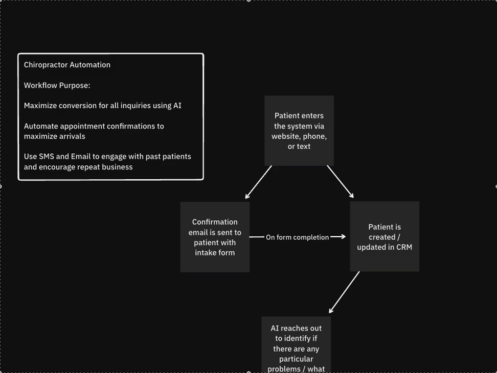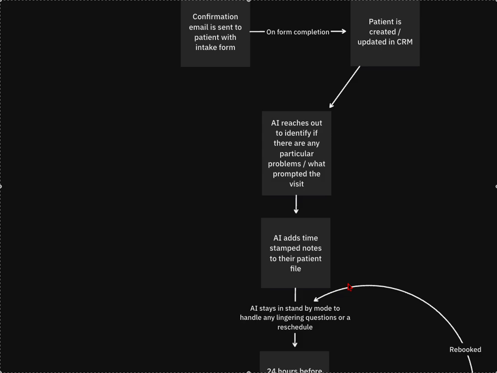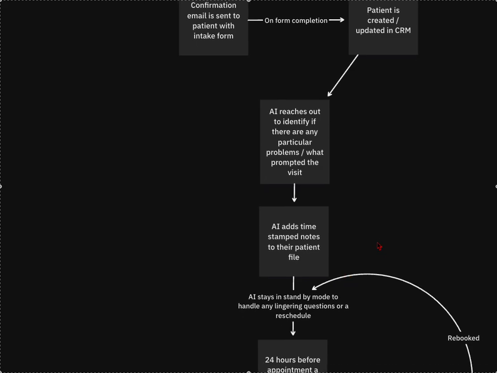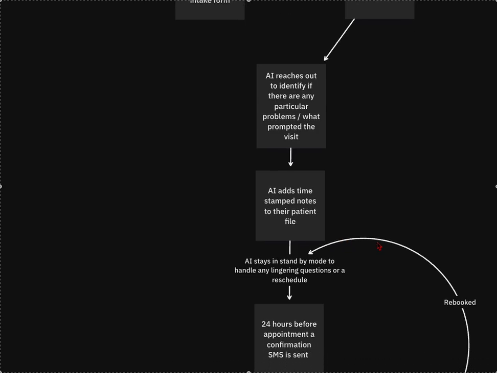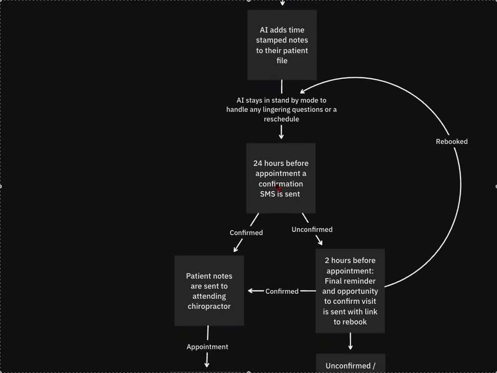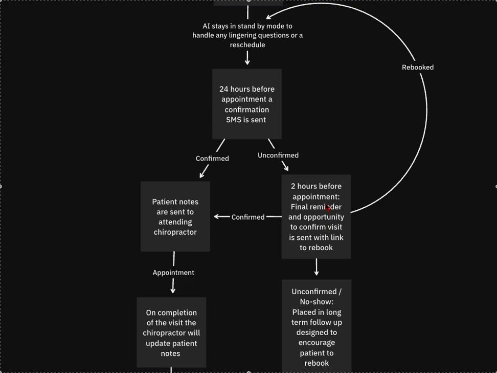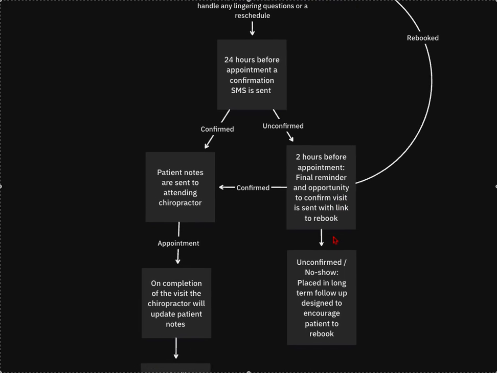From there, the AI will reach out if we don't have enough information, see if there's any particular problems, sort of what prompted the visit, and go ahead and add any missing notes to that patient file. From there, you're going to wait 24 hours. It pretty much just goes into standby mode, waits until 24 hours before the appointment, and then it's going to send a confirmation SMS. Now, in the event someone does not confirm, 2 hours before the appointment a final reminder, sort of last opportunity to confirm, will be sent over, also with a link for them to rebook in the future.